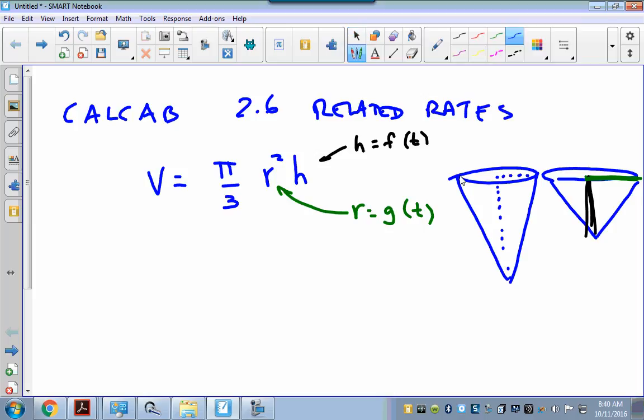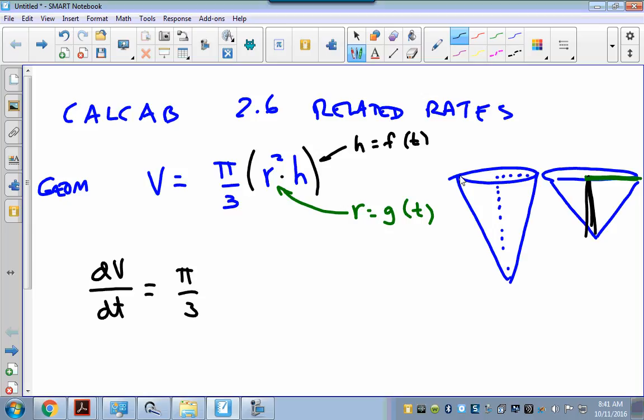So this is our geometry equation. We're going to come up with what's called a rate equation using calculus. So the change in volume over time, this is going to be dV/dt, the derivative of volume with respect to time. Okay, so pi over 3 just comes straight down. That's the multiplicative constant. Then we have this product. Okay, so we're going to have to take the derivative of a product. And the derivative of a product is the first, r cubed, times the derivative of the second.